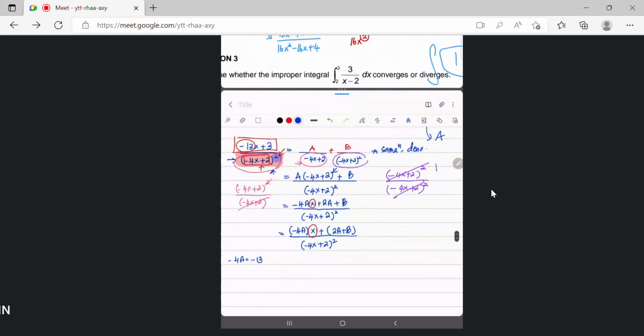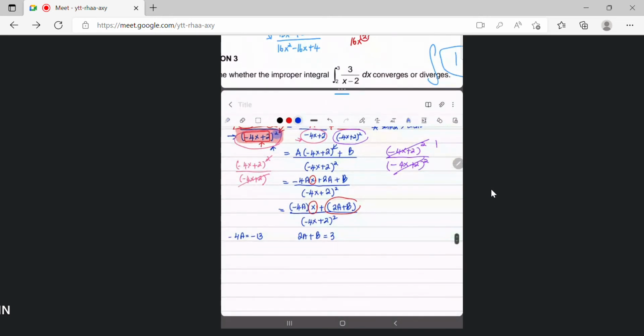Okay. And then, yang ini tak ada x kan? So, akan samakan dengan 3. Ambil yang mana kuasa yang tak ada X lah. So, 2A plus B is equal to 3. Okay, solve for A and B.